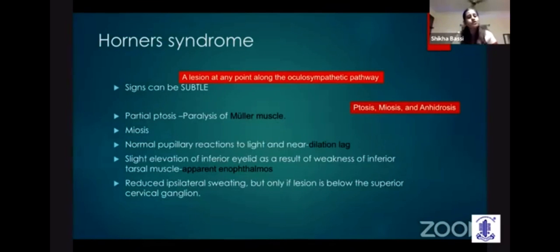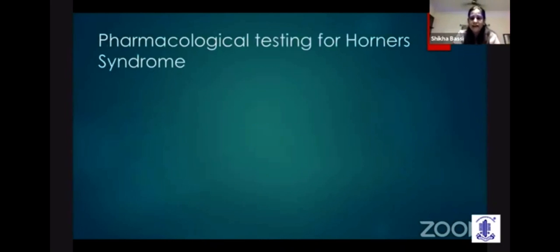The partial ptosis is because of the paralysis of Muller's muscle, and in the near and light reactions, there can be a dilatation lag. There's an apparent enophthalmos because of the slight elevation of the inferior eyelid as a result of weakness of the inferior tarsal muscle. Anhidrosis is seen only in the lesions below the superior cervical ganglion.